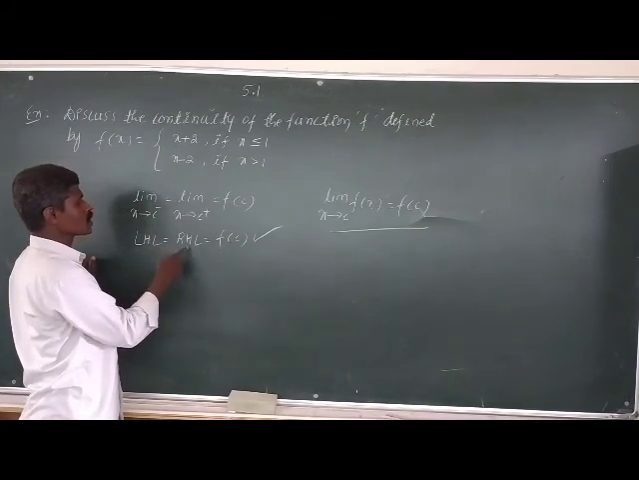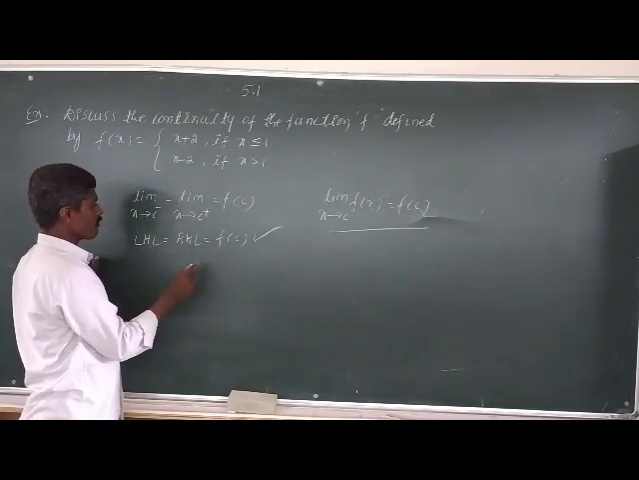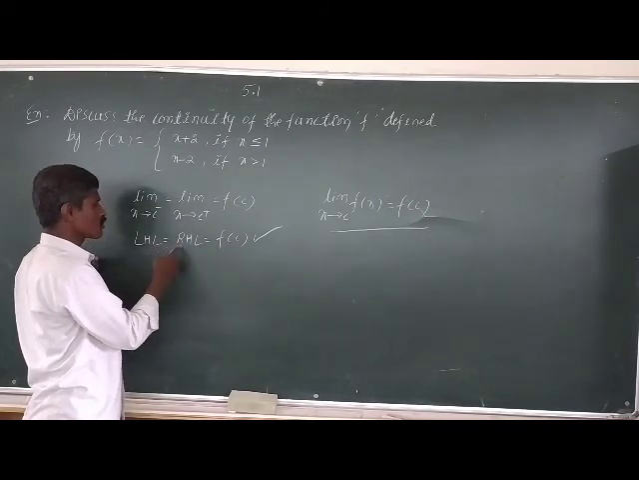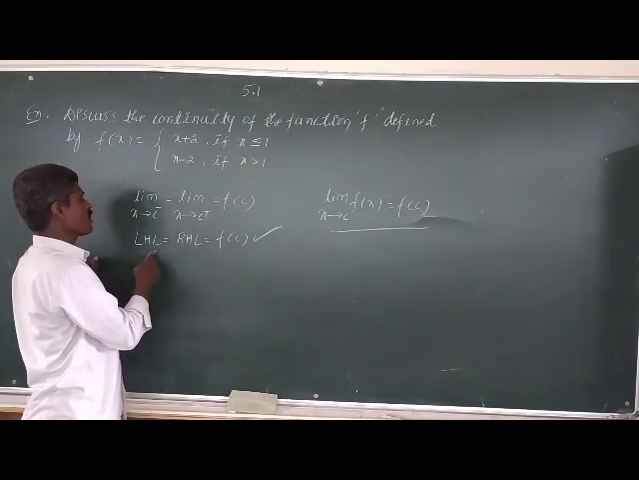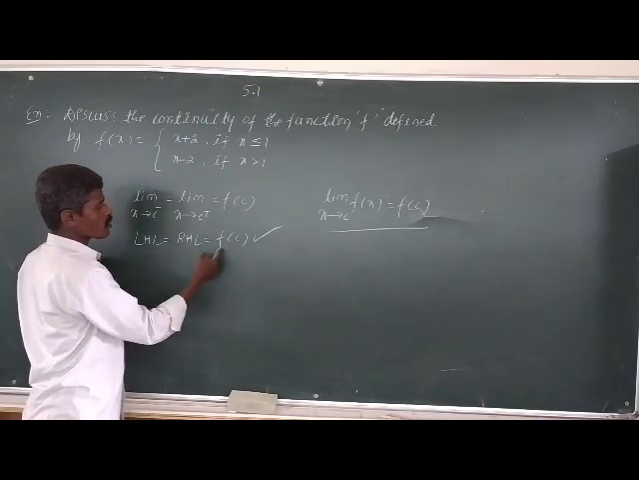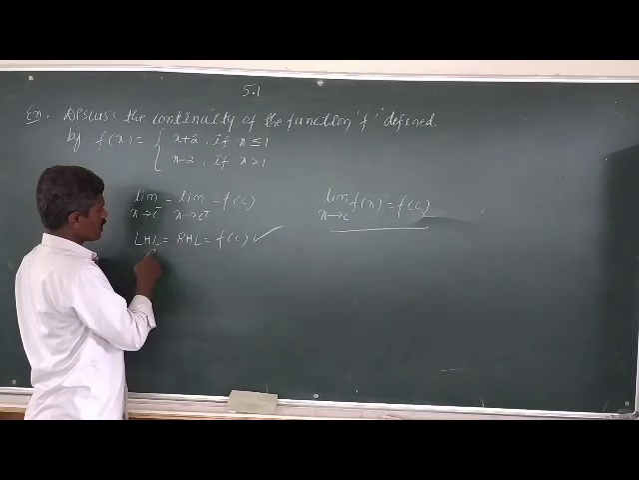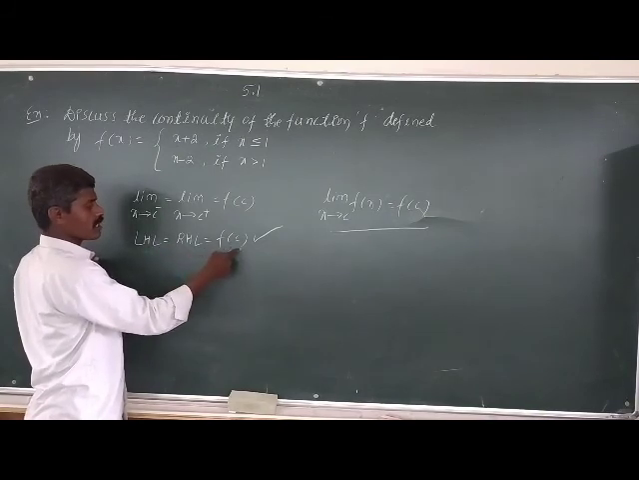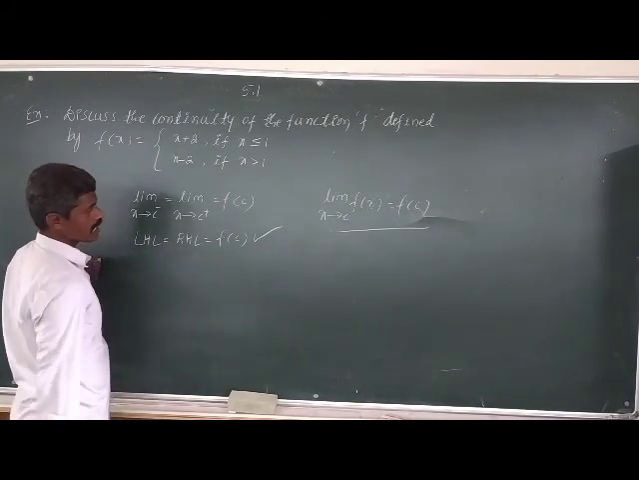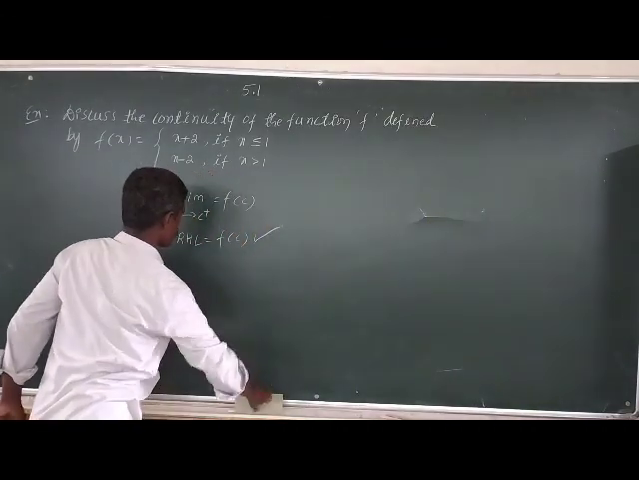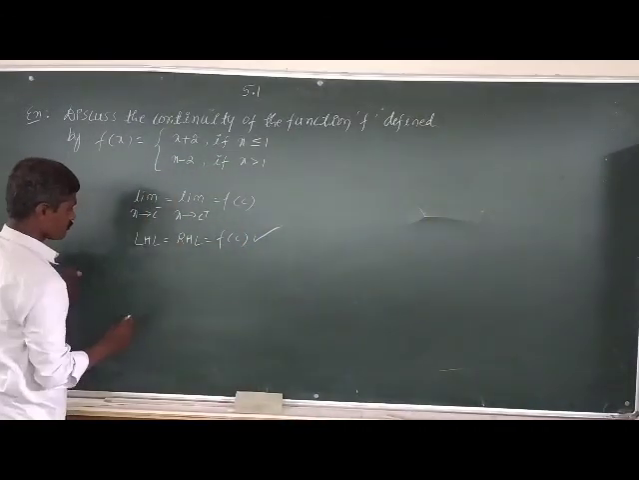If LHL is not equal to RHL, the function is discontinuous, and it is not necessary to check f of c. If LHL is equal to RHL, then you have to move forward to check f of c. If LHL is equal to RHL but not equal to f of c, on that occasion also the function is not continuous. So now we have to check the continuity of the function.